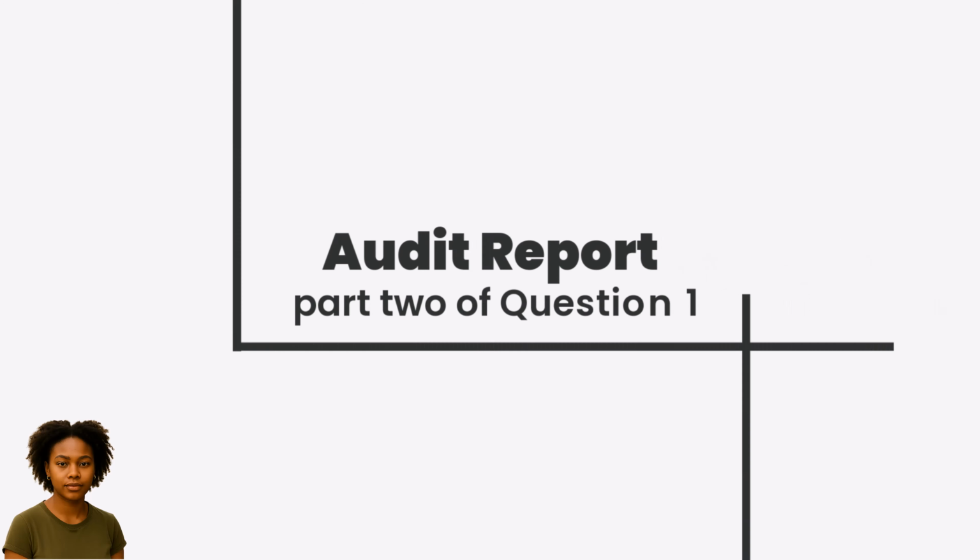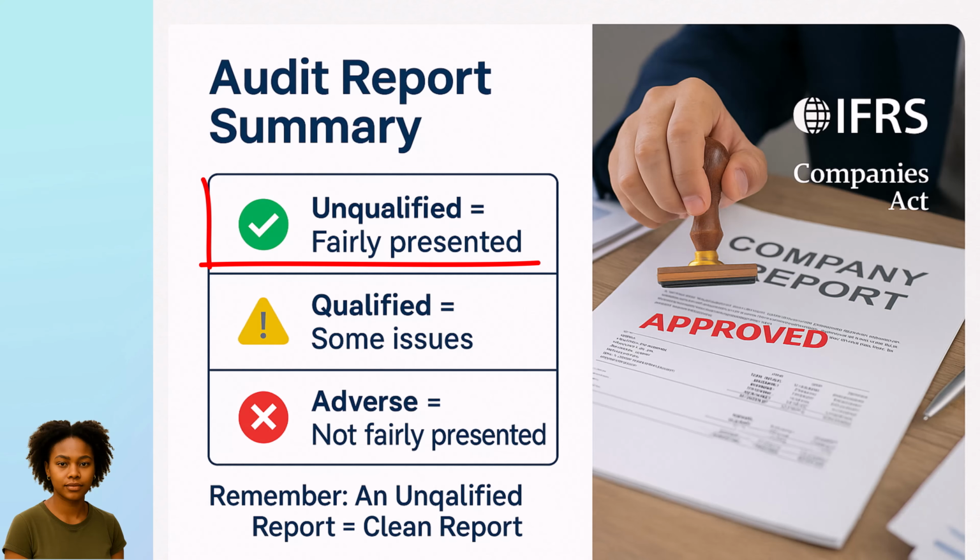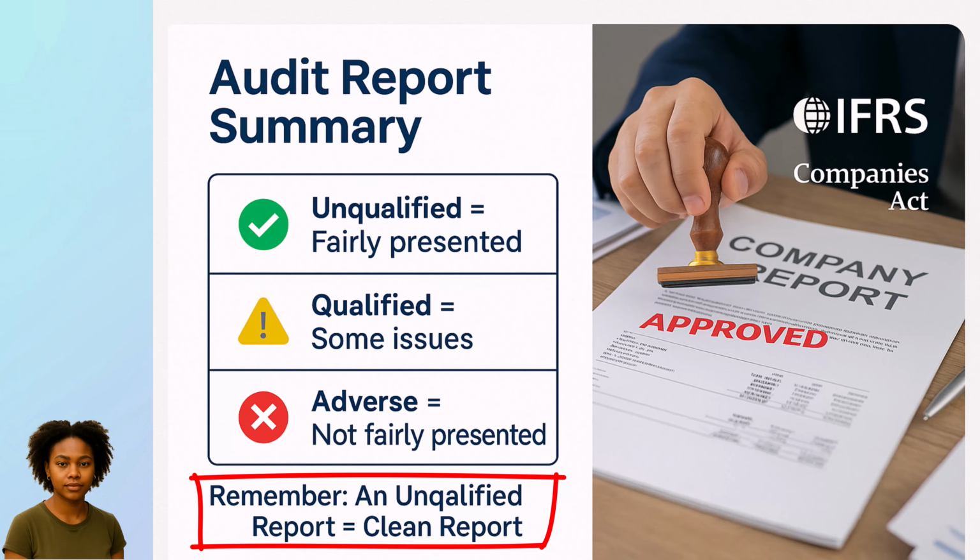Now, let's talk about the audit report. Part 2 of question 1. Auditors check if financial statements are fair and accurate. In Rockstone Ltd's 2021 case, the company got an unqualified report, meaning no major errors or misstatements. Auditors referred to pages 8 to 23, where the financial statements are found, IFRS and the Companies Act. For compliance, common evidence includes invoices, bank statements, and stock records. Remember, an unqualified report equals clean report.